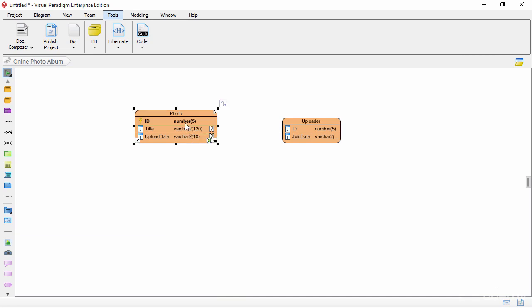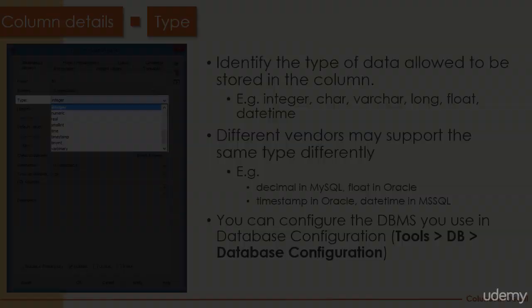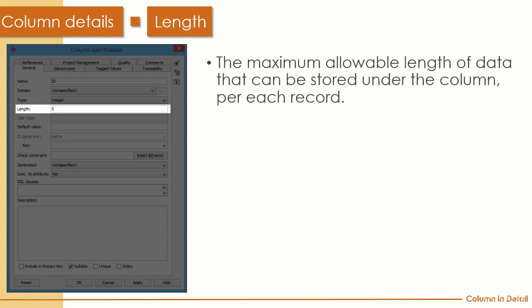Visual Paradigm will help you to change the data type based on your default database setting. So if you want to generate the database script for different types of database, it's easy and straightforward in Visual Paradigm. And then you can configure the length. The length is about the maximum allowable data to store in that column.